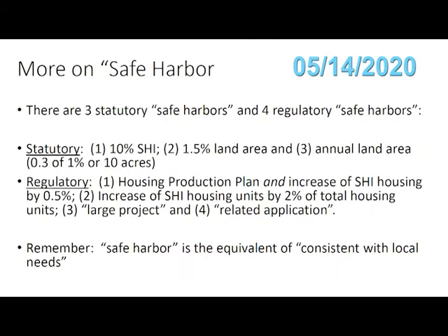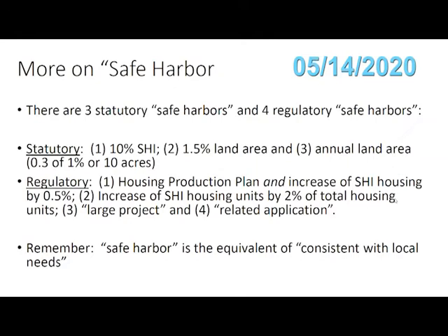So there are 3 statutory safe harbors and 4 regulatory safe harbors. What's the difference? Well, the difference is in the detail, but in terms of protecting the town of West Newbury, there is no difference. The statute and the regs both are at play here. The statute was adopted by the legislature, the regulations by an arm of the governor's office called the Department of Housing and Community Development. The 3 statutory safe harbors are: 10% of the housing stock is included on the subsidized housing inventory; second, 1.5% of the land area includes subsidized housing inventory units; and the third is an annual land area construction amount, which is almost not impossible, but very difficult to achieve.